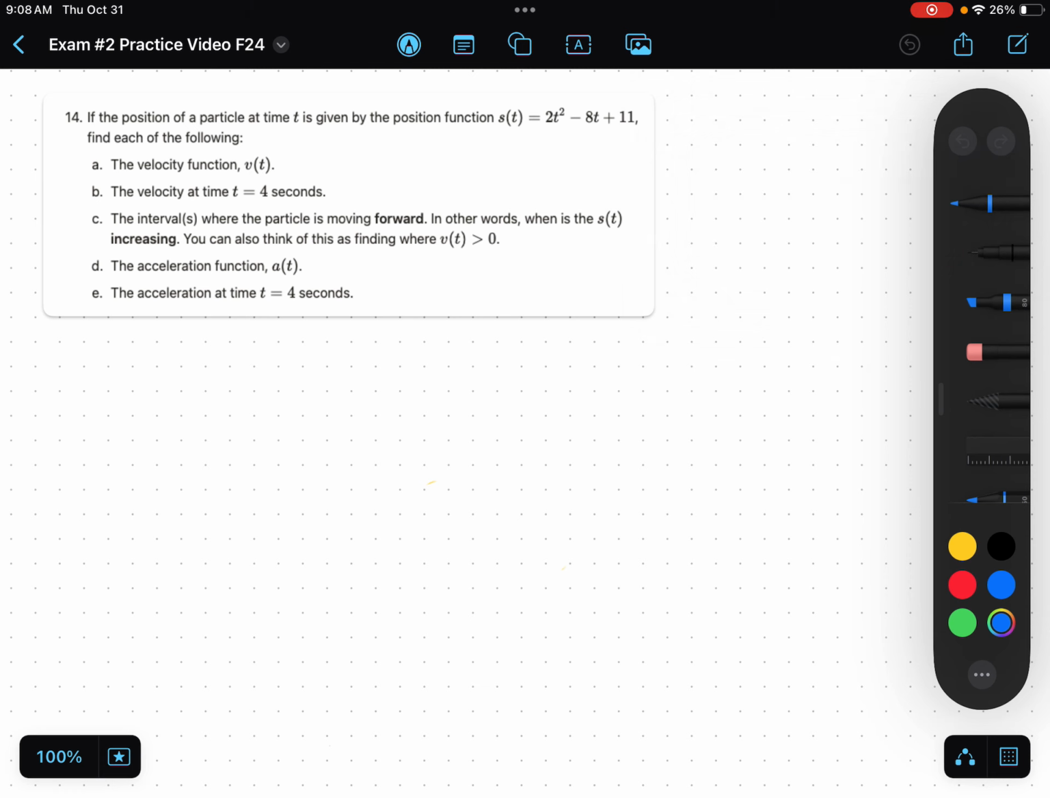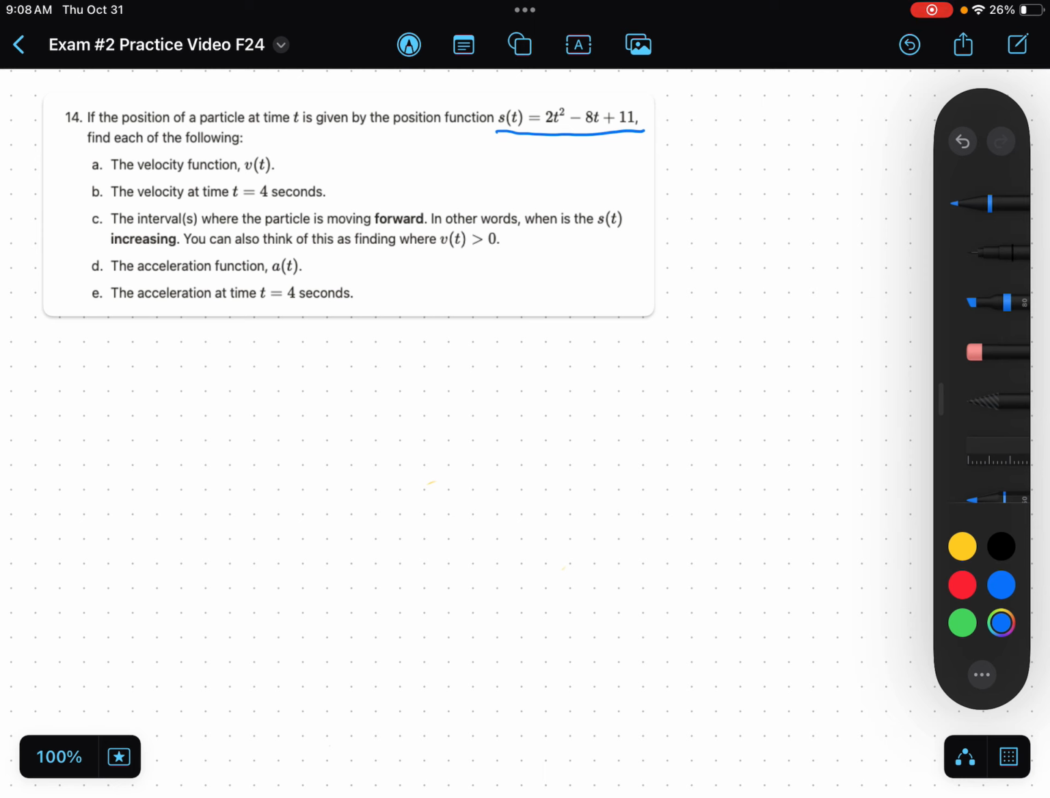Okay, so in this problem, we're just given a position function, and we're essentially going to do some higher order derivatives. This position function, s of t, tells us where a particle is on the number line at any time. So it's a little bit of physics stuff going on. Don't overthink it too much. We're going to stick with the math part of this, which is just finding derivatives and plugging in numbers.